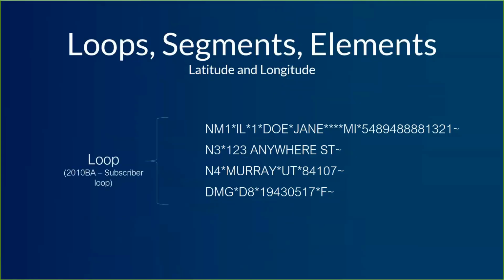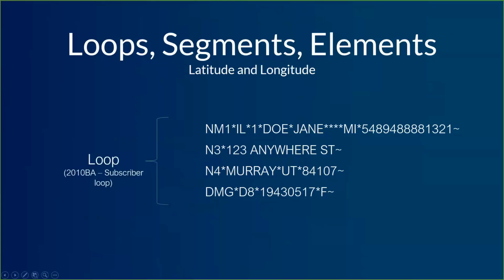Now, the first one is the loop. The loop is the most general of the options. And this one, as you can see here, I've got 2010 BA subscriber loop. So every piece of data in the screen to the right is all related to the subscriber. In fact, if you look at the top line, you'll see there's some patient name information, there's a member ID. The next two lines, we've got some address information, and then at the bottom line, a date of birth and a gender. So this is all subscriber-related stuff, and it all falls into a single loop.